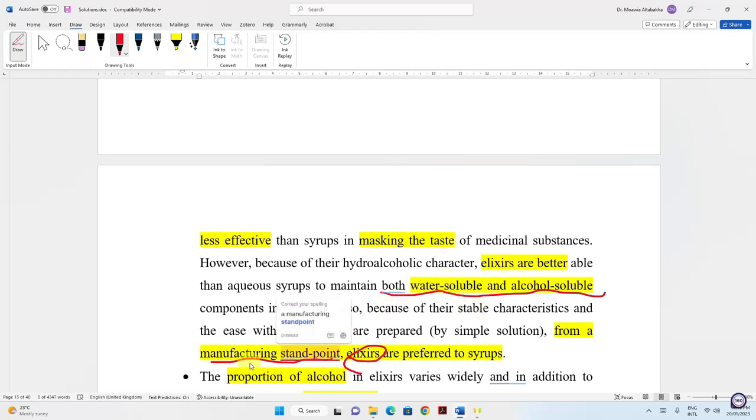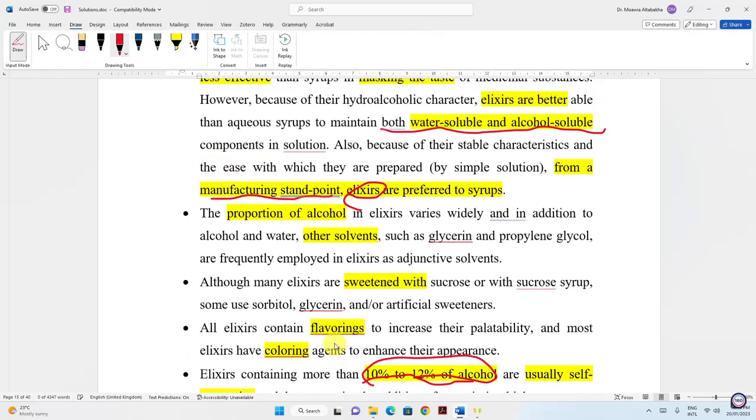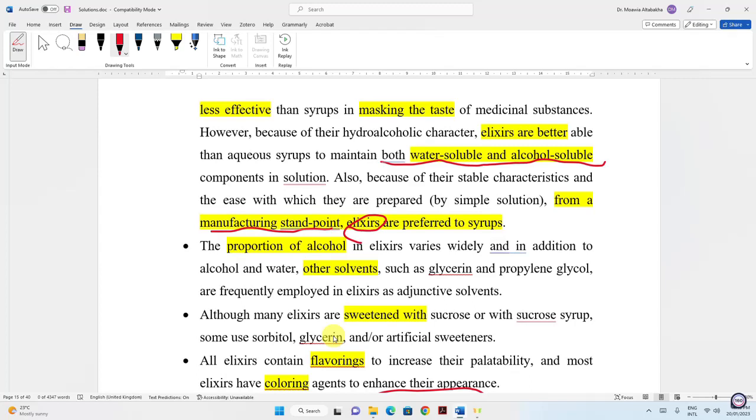Second, if the presence of alcohol is more than 10 to 12%, then the elixir is self-preserved. You don't need to add any antimicrobial agent. So you have to pay attention to that. Now, in addition to hydroalcohol, or water and alcohol, you might find other solvents included, such as glycerin and propylene glycol.